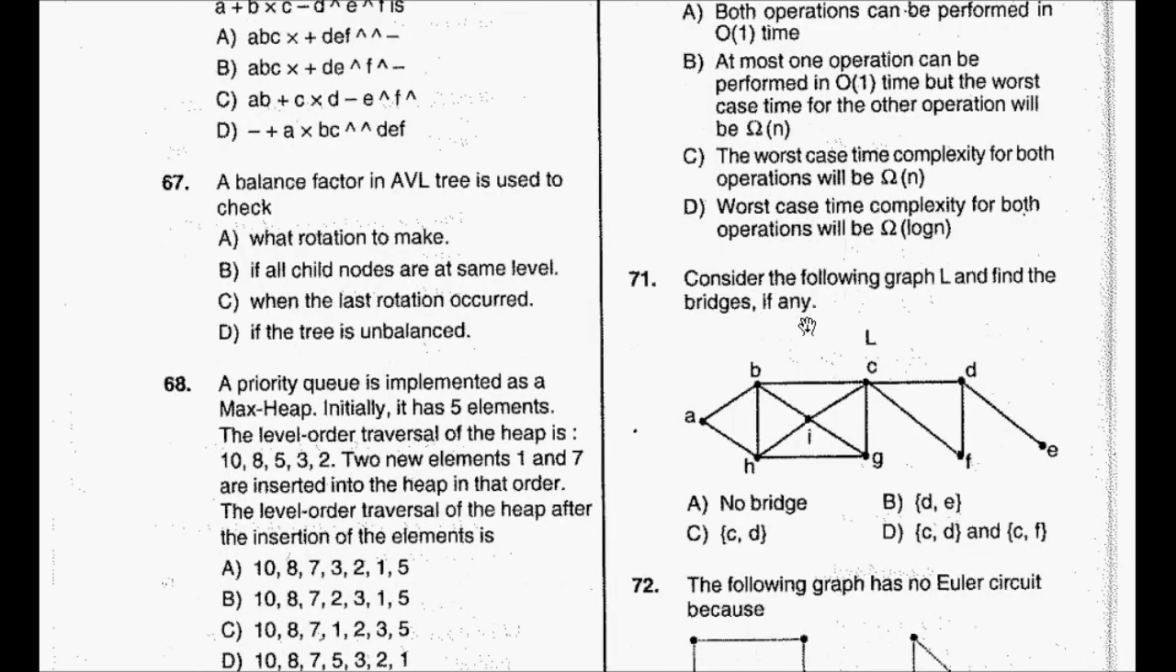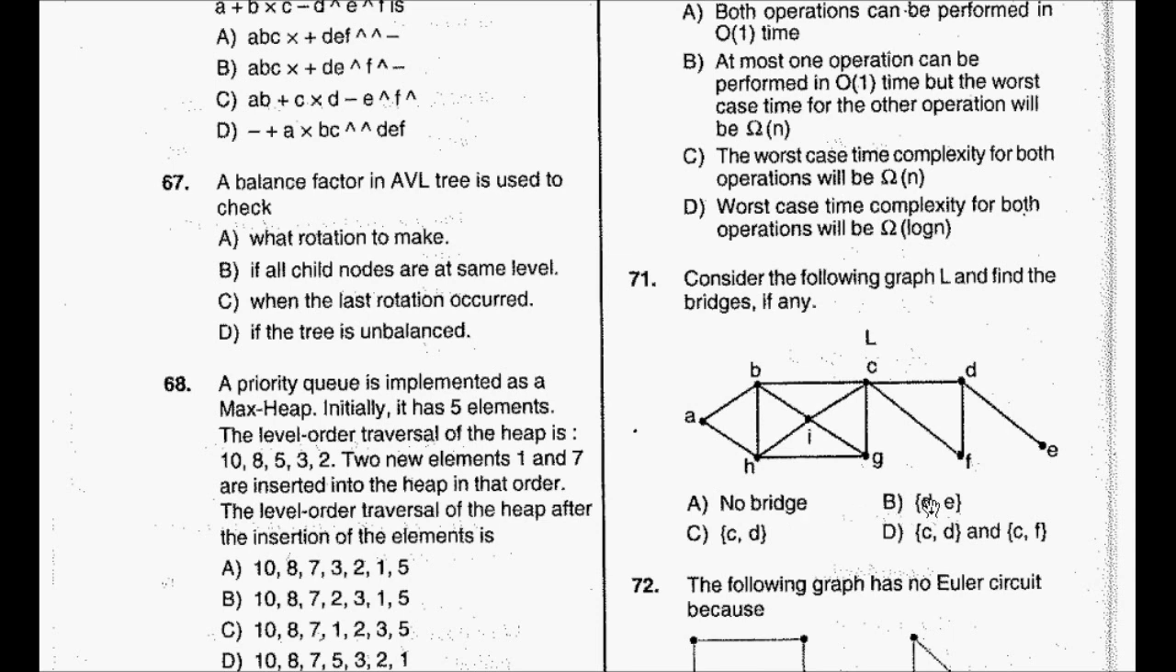Next is in this graph G we have to find a bridge. Okay, so what is a bridge? Bridge is an edge on removing which the undirected connected graph becomes disconnected, or it is having more than two disjoint sets. So we will see which edge removing makes this graph disconnected.